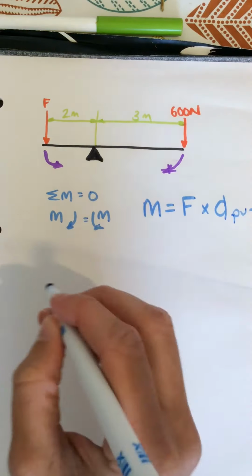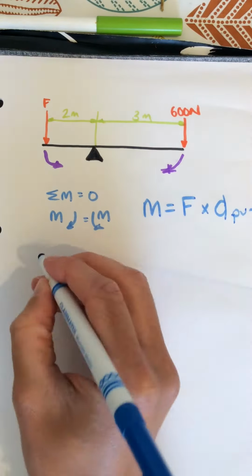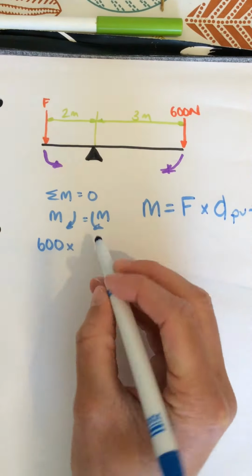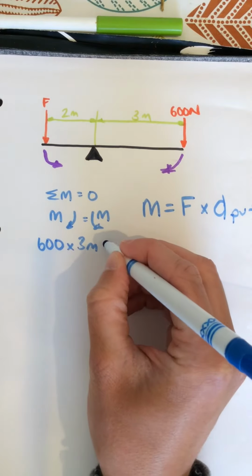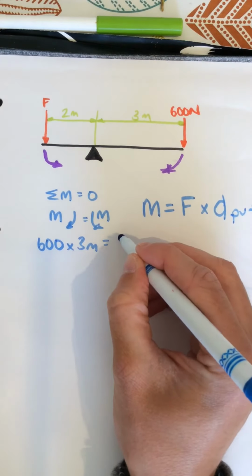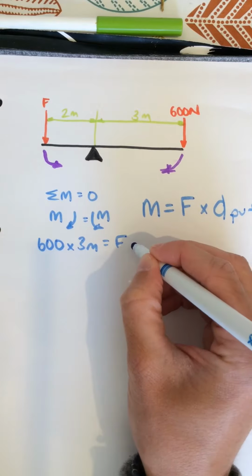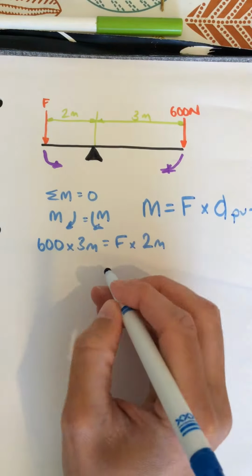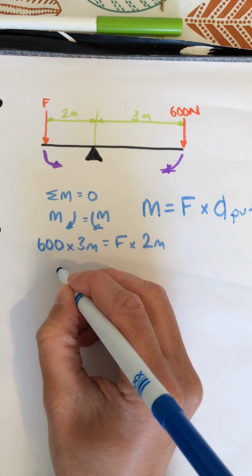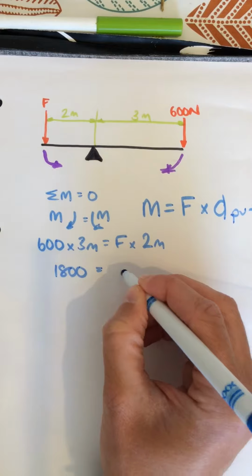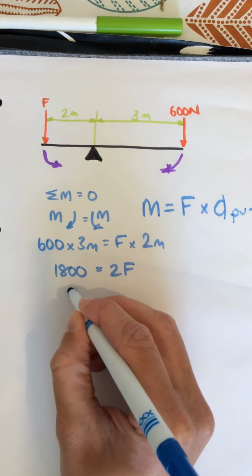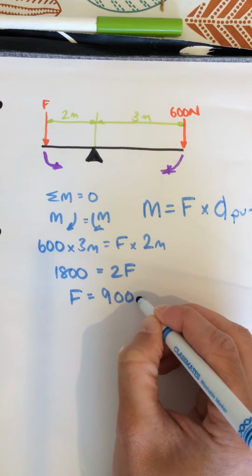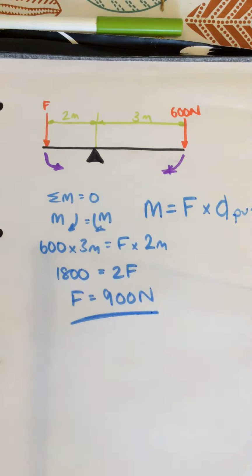Okay, so clockwise first. Our clockwise force is the 600 newton force, so 600 times the distance to the pivot, which is the 3 meters, and that's equal to our force anti-clockwise, which is F times the distance to the pivot, 2 meters. Okay, so we can work these out. So that's 1800 is equal to 2F, so therefore F, the unknown force, is equal to 900 newtons, and that's our answer for that question.